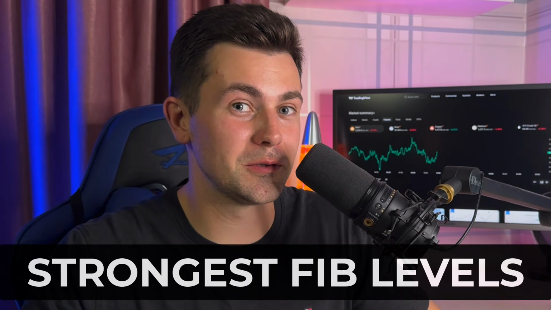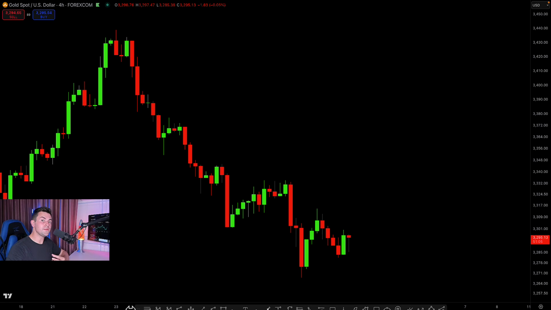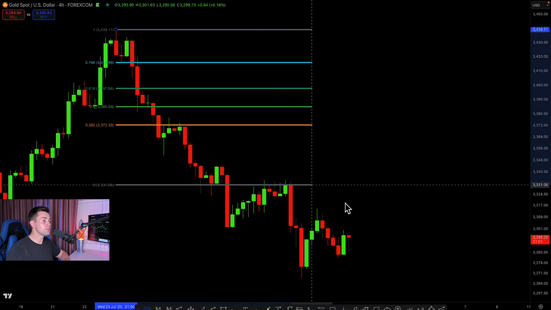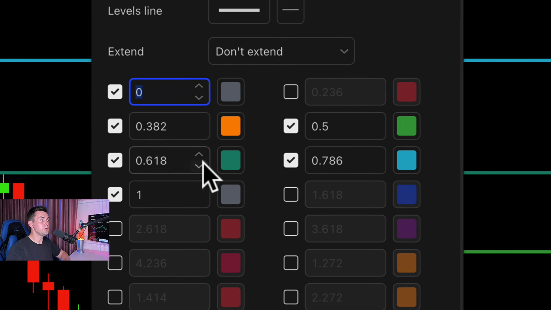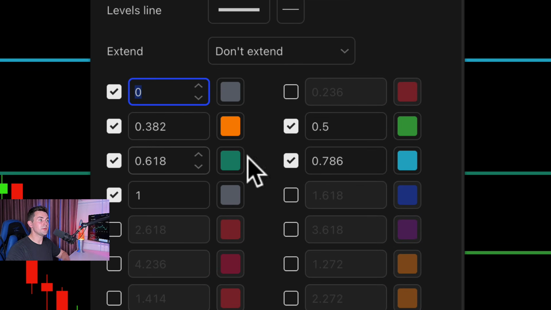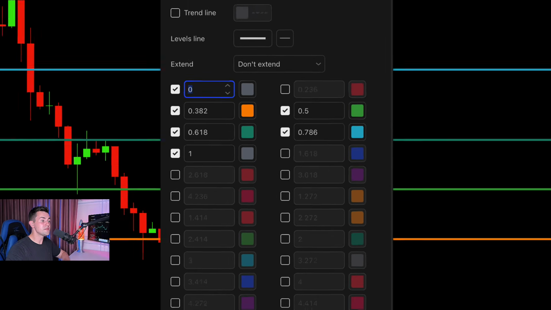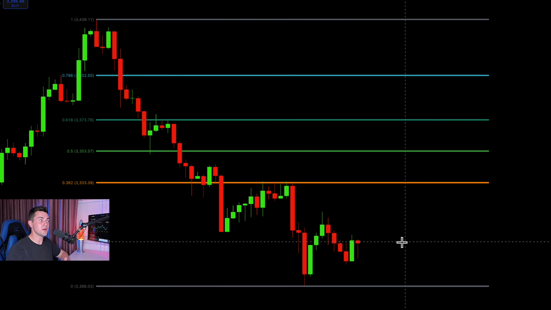First, let me show you the strongest Fibonacci levels. To draw Fibonacci levels on TradingView, we will use the Fibonacci Retracement tool. And here are the most important Fibonacci levels that you should pay close attention to: 0.382, 0.5, 0.618, 0.786. These are the most significant Fibonacci levels, and we will consider these levels in our Fibonacci analysis. And here's how you should use these levels in gold trading.